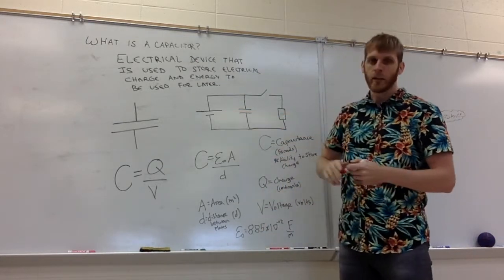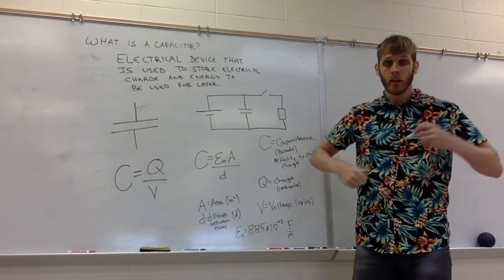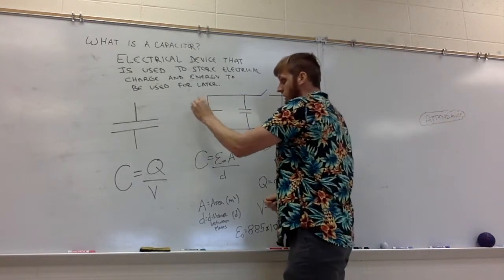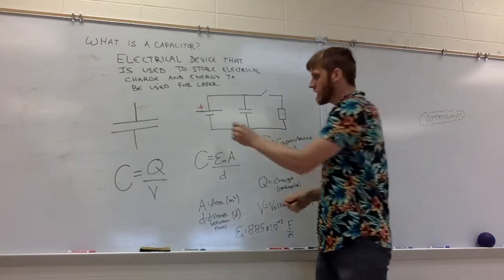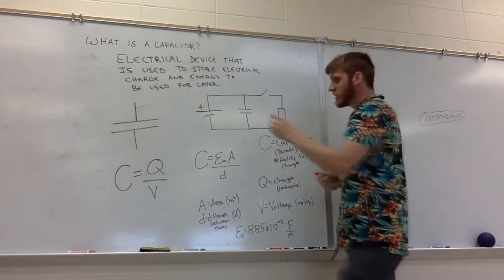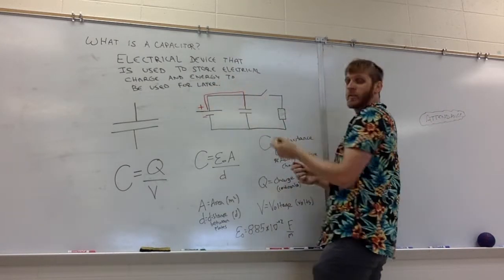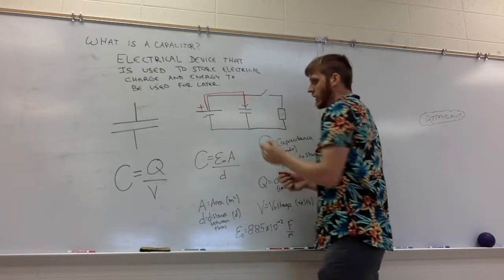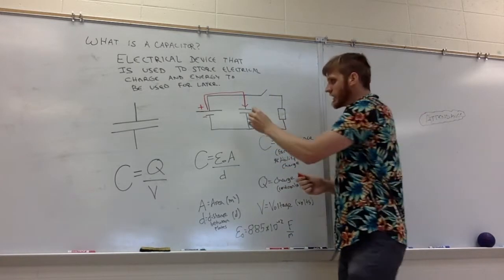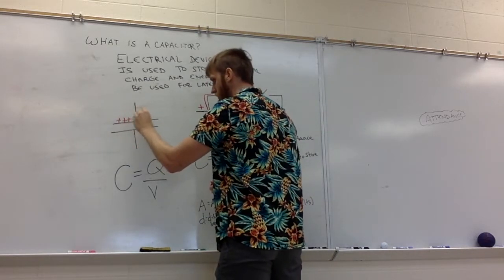Let's say you had a battery here, and a capacitor, and a resistor, and a switch. So we know that the positive side of the battery is right there, negative side of the battery is right here. So if this switch is open, electricity is going to flow out of the battery, and it can't go this way because the switch is open. It's going to fill up that side of the capacitor. So this side of the capacitor is going to fill with positive charges.